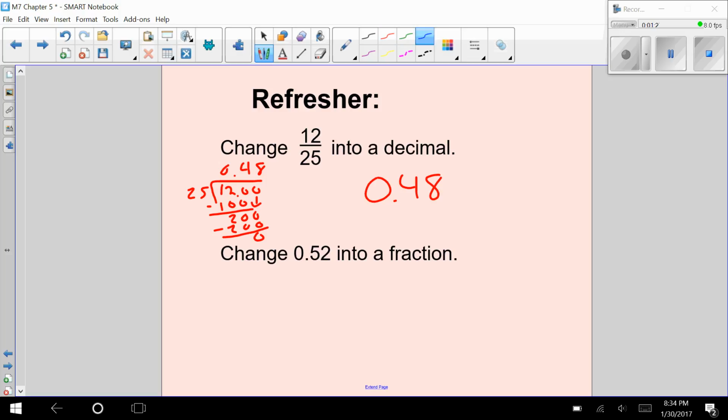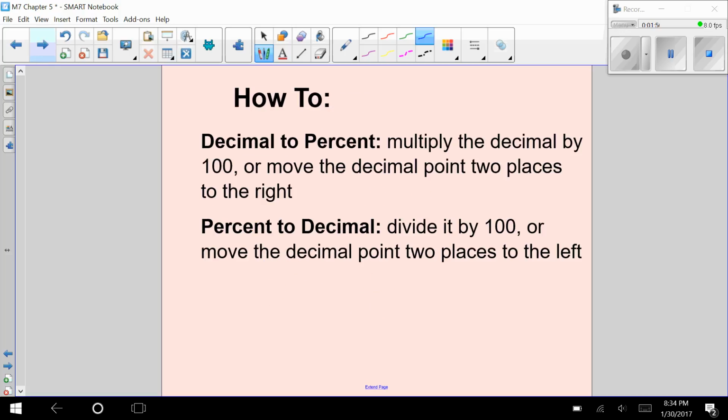Now to change 0.52 into a fraction, I take the number without the decimal over the place value of the last number, which is 100. Now I simplify this. 52 and 100 both divide by 4. 52 divided by 4 is 13. 100 divided by 4 is 25. So that is 13/25.